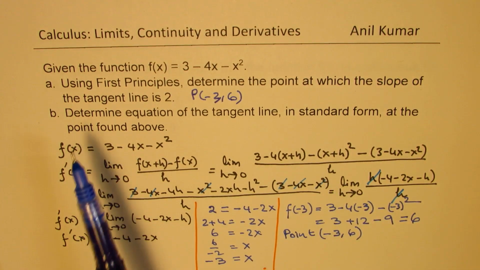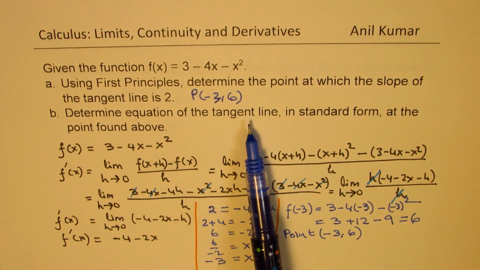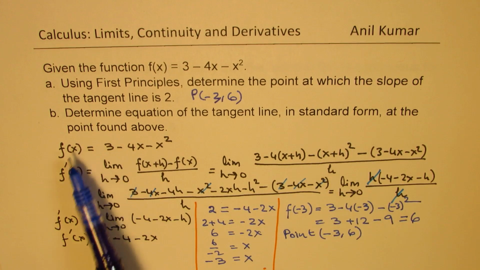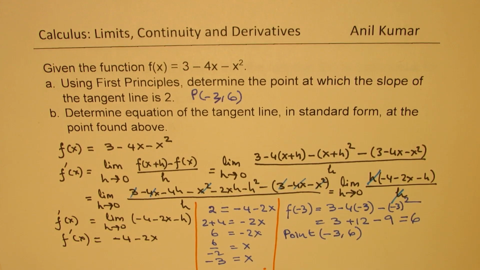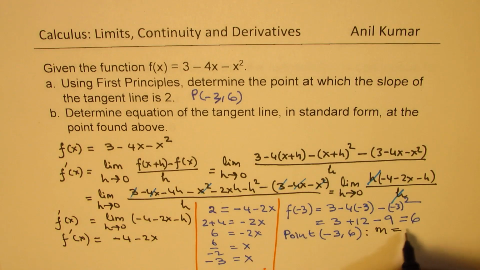Now the second part is to determine the equation of the tangent line in standard form at the point found above. So in standard form, we have to get the equation. We know the slope is 2, given to us. So the slope is 2 at this particular point when you substitute minus 3 here. We get 6 times minus 3, so minus 3 is plus 6. We get a slope of 2, correct?